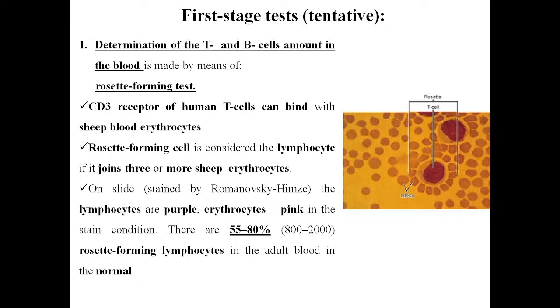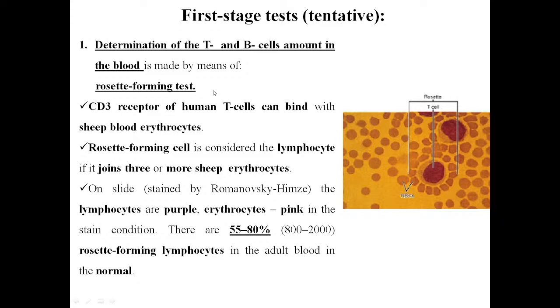Now let's talk about first stage tests. First stage tests that are tentative, which I have mentioned before. How are they done? The first test used here is the test for determination of the T and B cells amount in the blood. So we should determine the amount of T and B cells. How is it done? We use the rosette forming test.